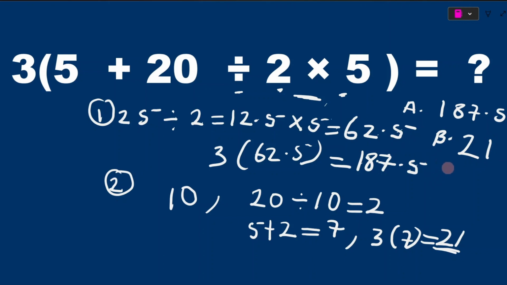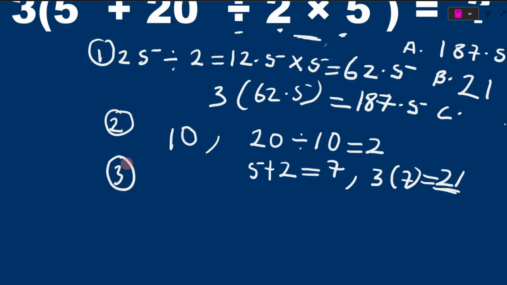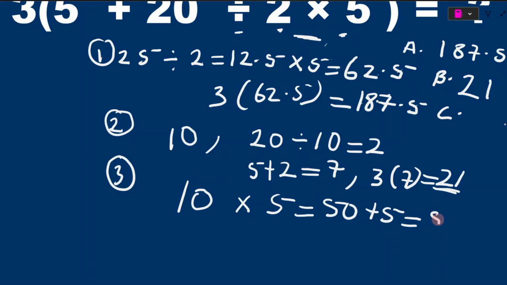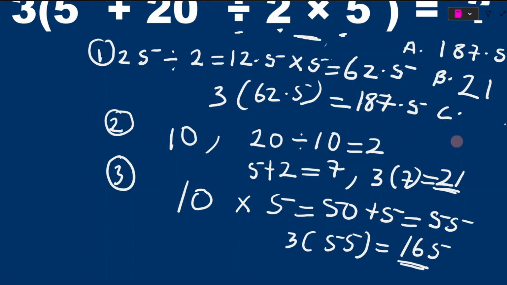Next we have the third group, group C. What would they do? They also have the knowledge of order of operation. So first of all, divide 20 by 2, and when they divide it they will have 10, after which they will multiply by 5 and the answer will be 50, after which they will add 5 and they will have 55, after which they will multiply 55 by 3 and they will get 165. So group C have their answer to be 165.